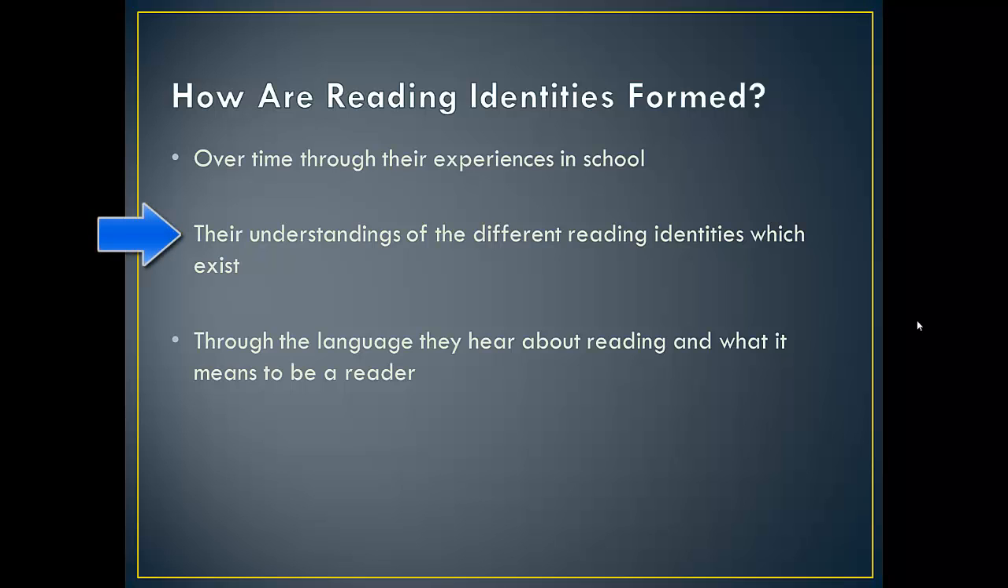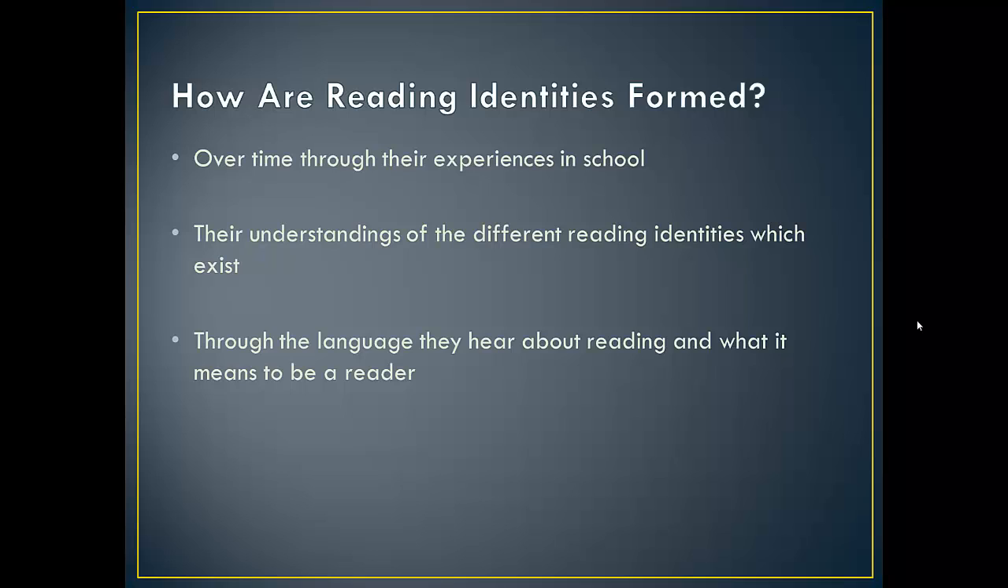Students also form their reading identities based on their understandings of the models they believe exist. Recall from the first video that students are often presented with a good reader, poor reader dichotomy. Students will learn what it means to be considered a good or poor reader and will categorize themselves accordingly.